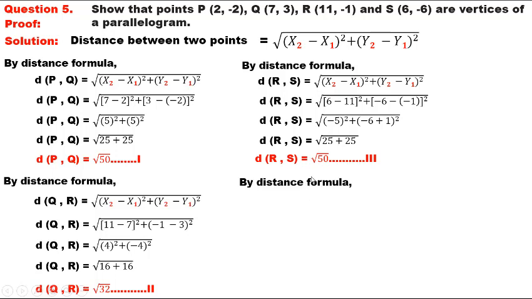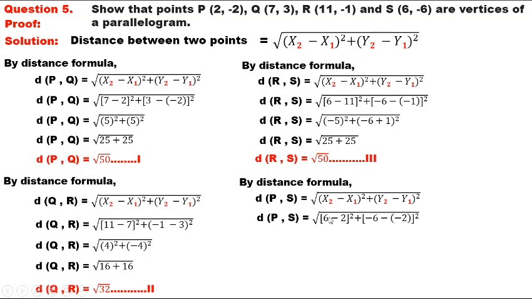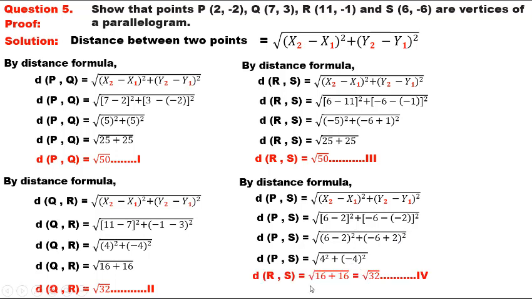And the distance between P and S is equal to under root of (6 minus 2) square plus (minus 6 minus minus 2) square, which is equal to under root of (6 minus 2) square plus (minus 6 plus 2) square, which is equal to under root of 4 square plus (minus 4) square, which is equal to under root of 16 plus 16, which is equal to under root of 32.